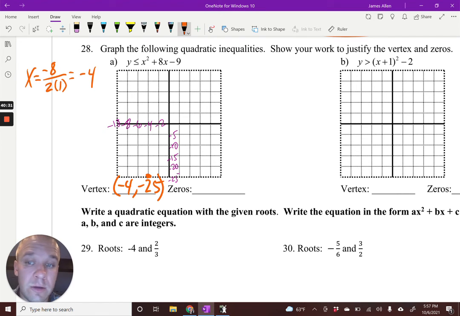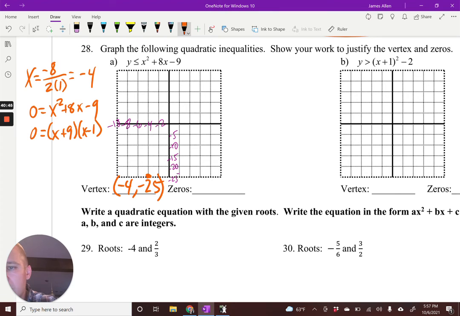Now I want to find my zeros. In order to do that, how about I try factoring? If it factors, awesome. If it doesn't, I'll try something else. So I'll set that equal to 0, and I get x squared plus 8x minus 9. If I factor, that's going to be x plus 9, and then x minus 1. So x equals negative 9, and x equals positive 1. Cool. Lovely. So x equals negative 9, x equals 1. So negative 9, positive 1.